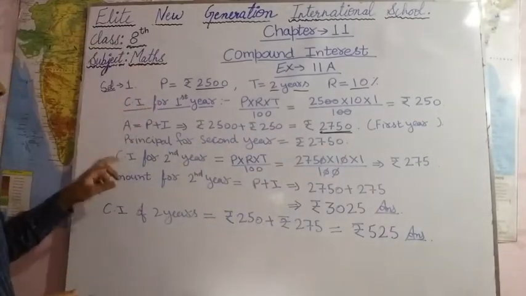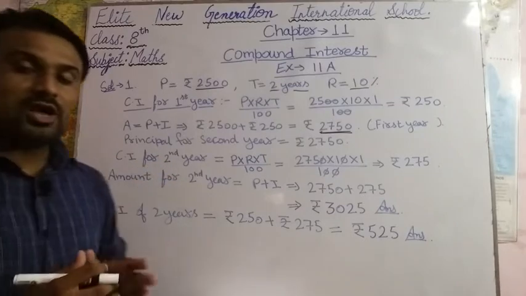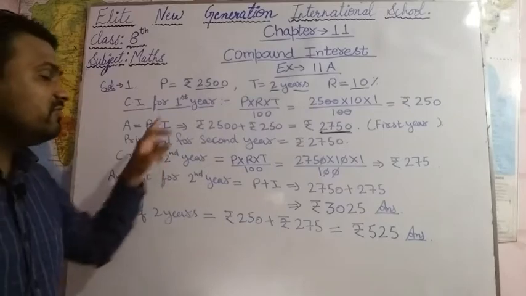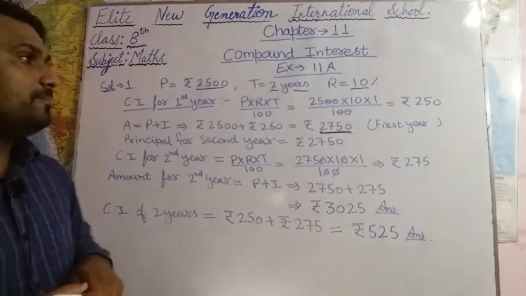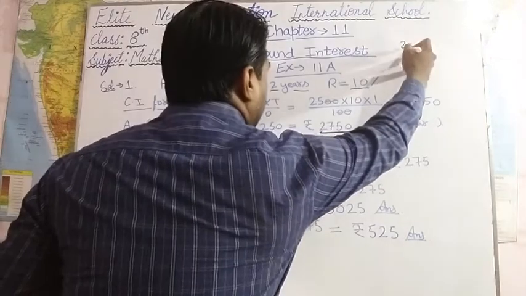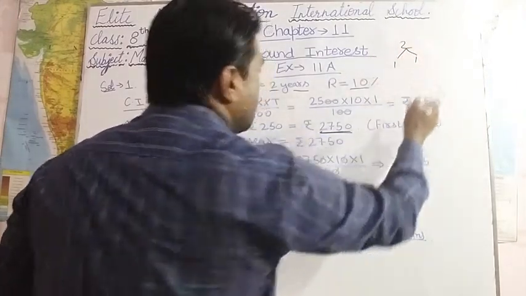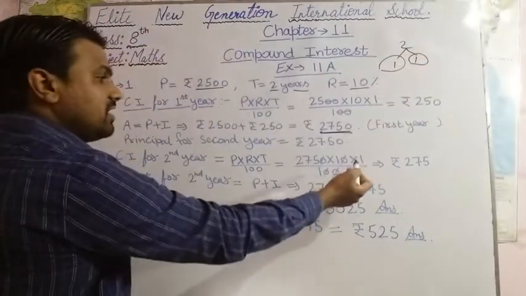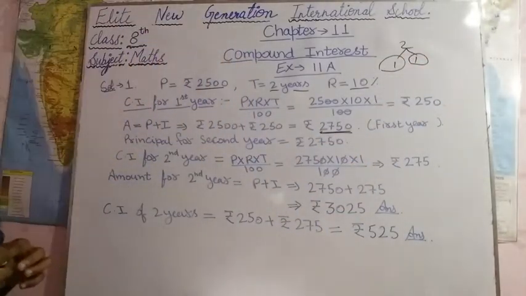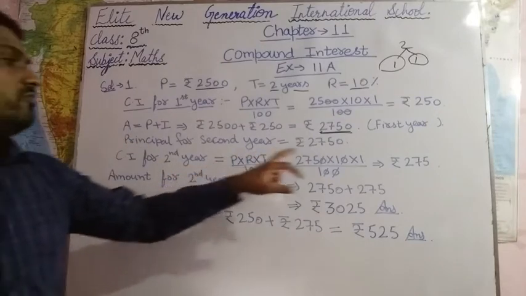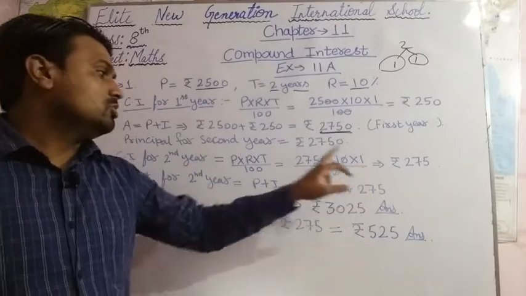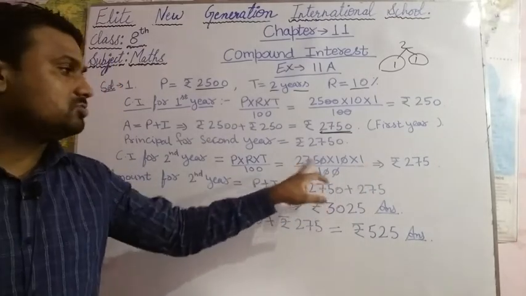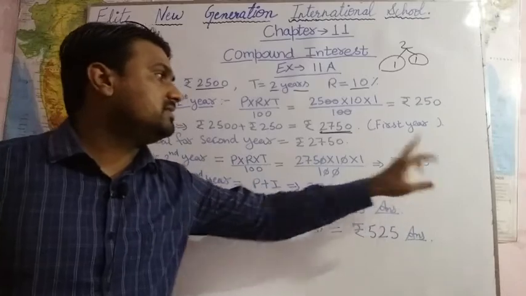Why is it 1? Because here we are talking about the second year, not 2 years. Suppose we have time of 2 years, this 2 will be divided into 2 parts, 1 and 1. For 1 year we have calculated here, and another 1 year we are calculating here. That means for the second year also we will take time as 1. So 2750 into 10 into 1 upon 100. By solving it, it will be 275.